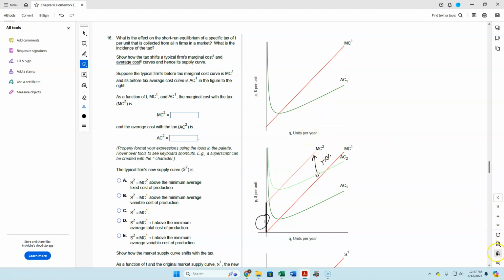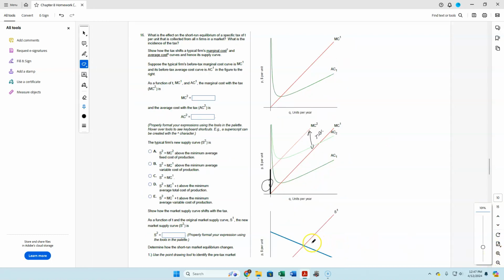And it looks like it gets cut off here, unfortunately. But what you would see here for MC2 is that essentially it's MC1 plus the amount of the tax, and that this also shifts up the average cost by the amount of the tax, which would mean that AC2 would just be AC1 plus the amount of the tax. Which means that our new supply function is just where the supply curve is our marginal cost curve, number 2, above the average fixed cost, which we don't see here, right?